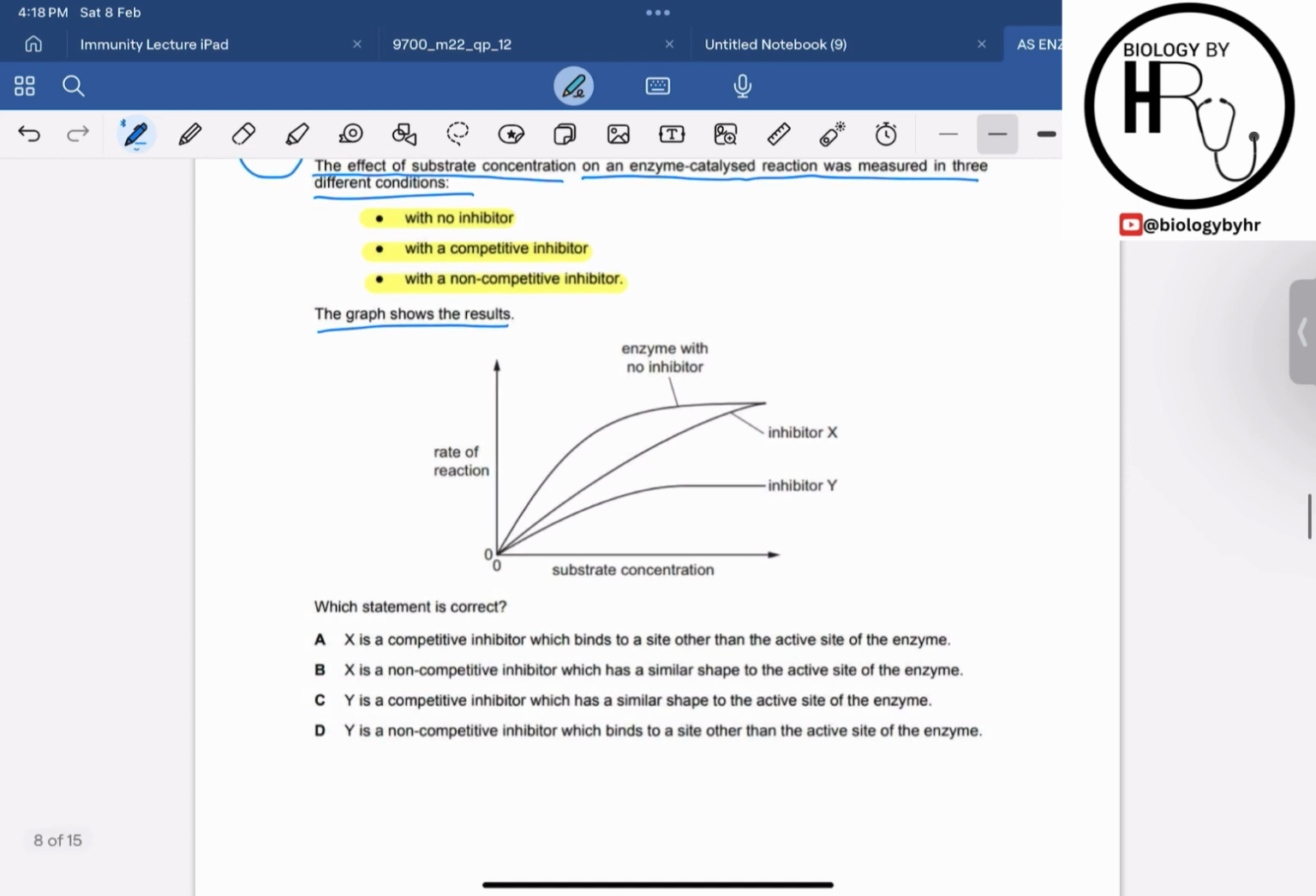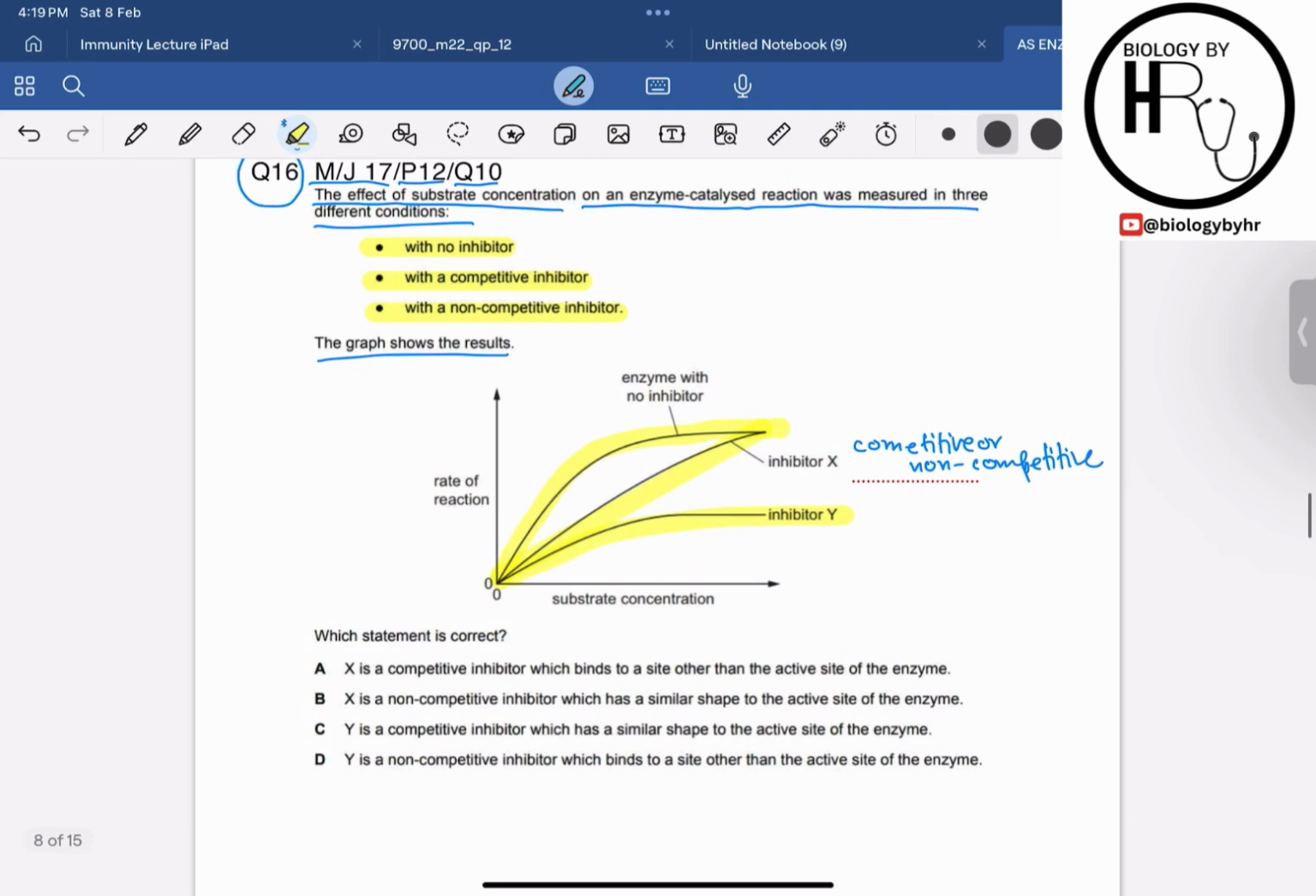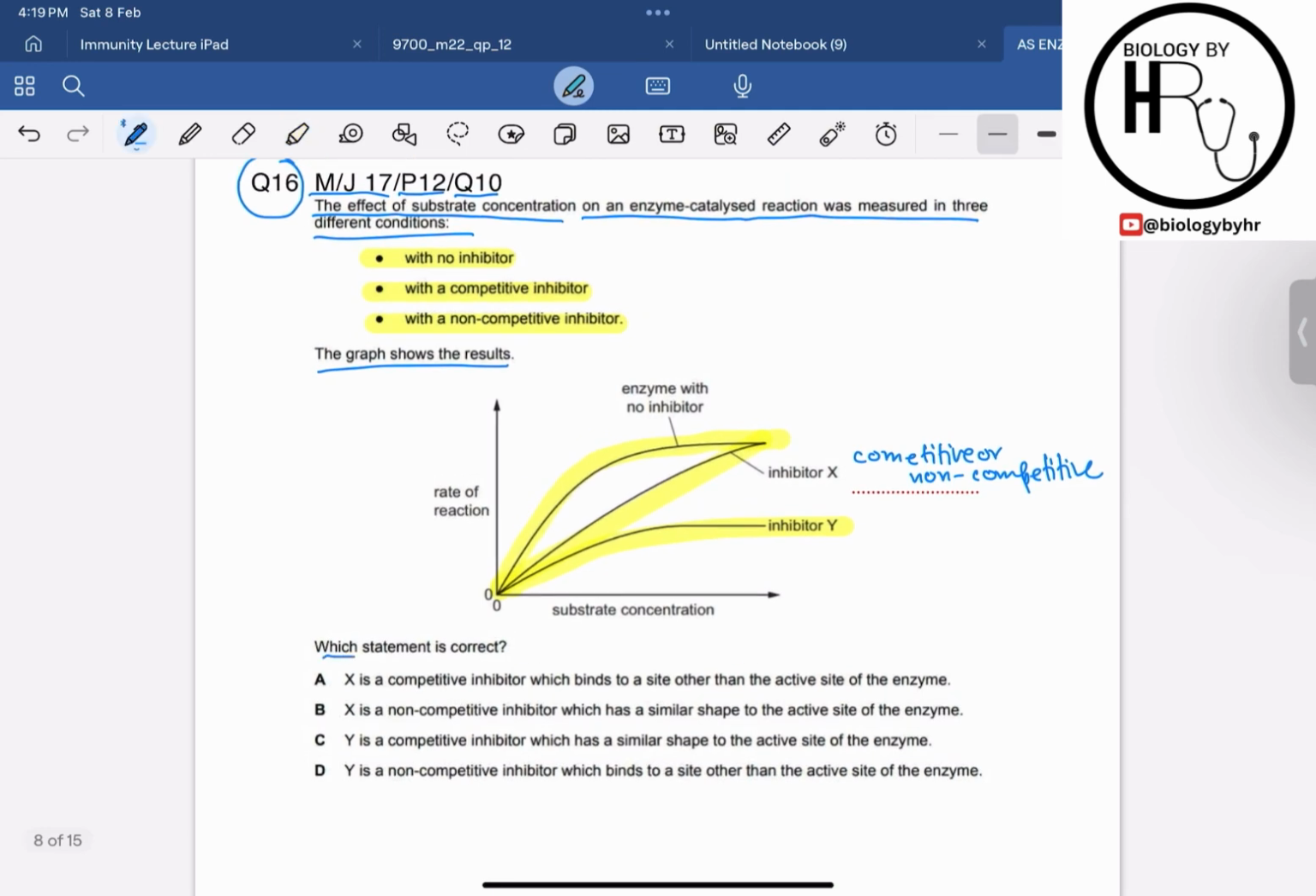This is the result. They have shown that this line over here is representing the graph with no inhibitor, right? Enzyme with no inhibitor. And this is the inhibitor X. Now we have to identify whether it is a competitive inhibitor or a non-competitive inhibitor, right? And similarly we have to identify the same for inhibitor Y. Then they say over here, which statement is correct.